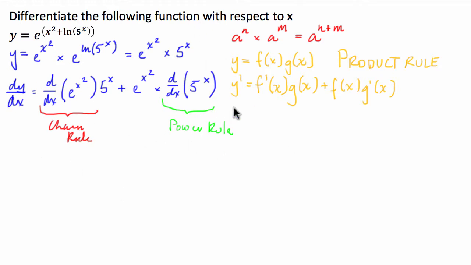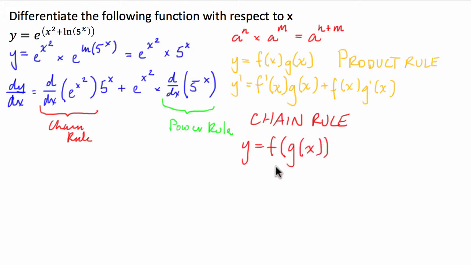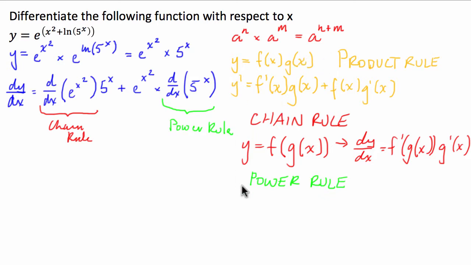So let's just go through what each of these rules are again. So we have the chain rule, which is simply if we've got a function y equals f, but instead of x, we've got an inside function of g of x. The derivative of this is equal to the derivative of the outside function. We leave the inside function as it is, and then we multiply it by the derivative of the inside function. Cool. And the power rule is simply if we've got y equals a to the power of x, so the derivative is going to be equal to a to the power of x times the natural log of a. Cool. So let's apply these two rules.